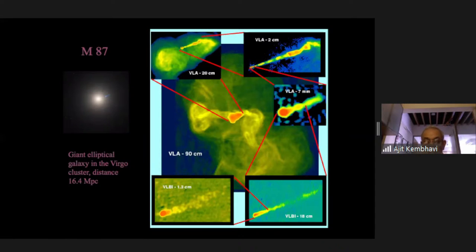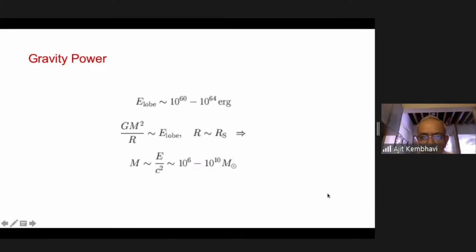And then you see here, again, the galaxy M87, where it has lobes, it has the jet, and then you see that the jet is being viewed at higher and higher resolution, and this is a beautiful jet here. Then Lynden-Bell made a calculation. Professor Donald Lynden-Bell, another very great astrophysicist. He showed that the energy in the lobes is 10 to the 60 to 10 to the 64 ergs.